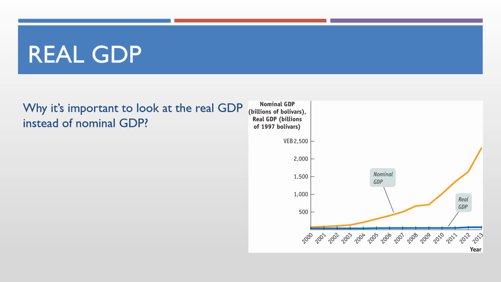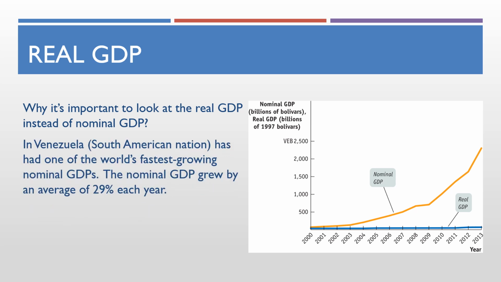If you look at the nominal GDP, it has very significant growth over time. You might think that this economy is doing so well, with significant growth over those 13 years. However, if you really look at the real GDP line, you don't see any growth, right? So what's the problem here? Why is it so different?